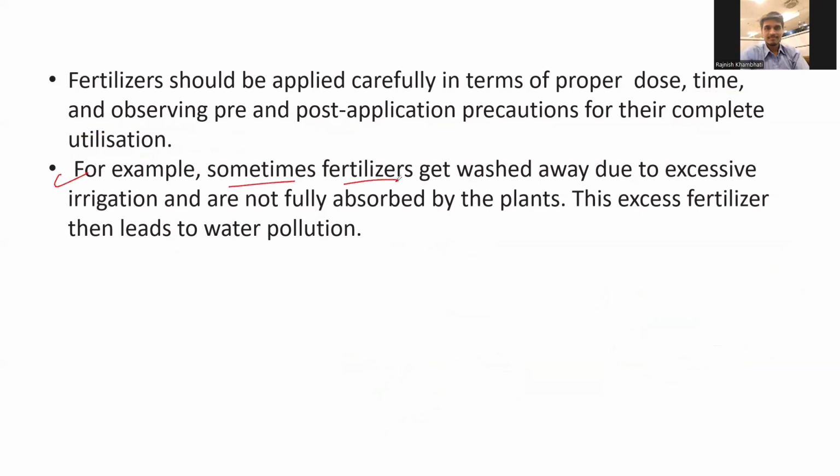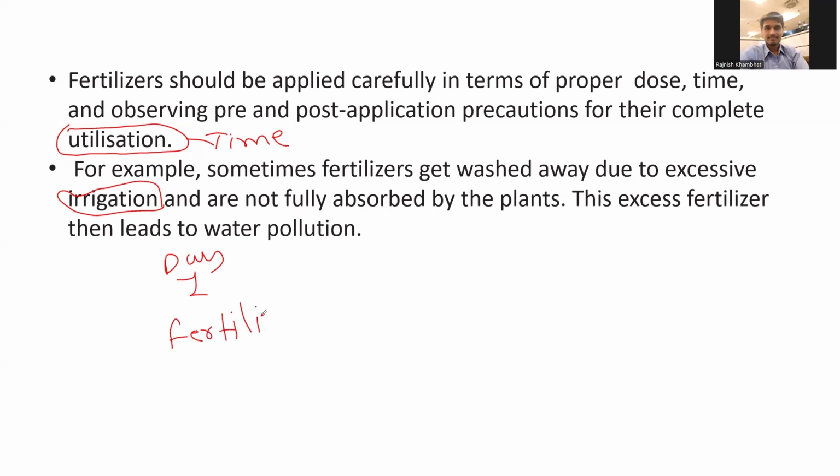For example, sometimes fertilizers get washed away due to excessive irrigation. Now this is the problem. If you give extra water to the farm, they will be washed away and not fully absorbed. Another reason, what is not absorbed by the plant, this excess fertilizer then leads to water pollution. So first, the plant should utilize it, and the utilization will take some time. And number two, the precaution is that when we give fertilizer, we do not have to irrigate so often. Let's take an example, day one. On day one, you give the fertilizer to the farm.